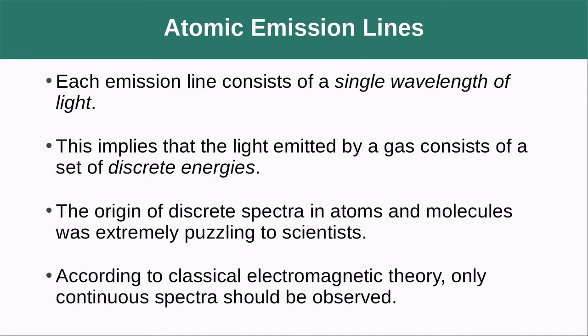Each emission line consists of a single wavelength of light. This implies that the light emitted by a gas consists of a set of discrete energies. That's that quantization again. The origin of discrete spectra in atoms and molecules was extremely puzzling. Where is this coming from, right? Because it really didn't fit with their classical electromagnetic theory.